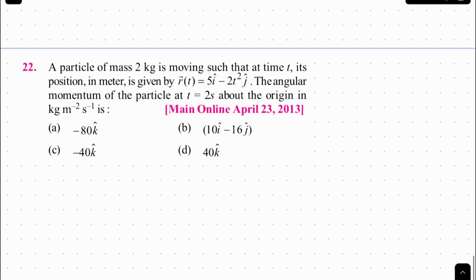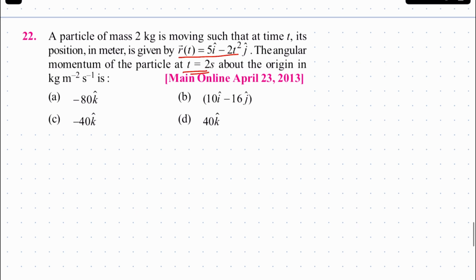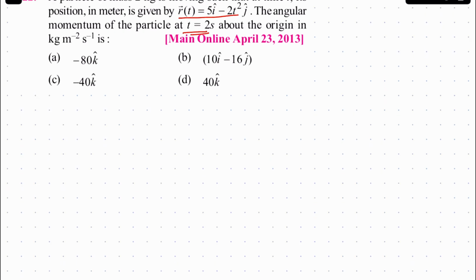Alright, so now here I have this JEE Mains question. A particle of mass 2 kg is moving in such a way that at time t its position is given, and we need to find out the angular momentum of the particle at t equals 2 seconds about the origin. So there is a particle and we need to find the angular momentum. I can use this formula, r vector cross p vector, or otherwise I can say the formula is m r vector cross v vector.